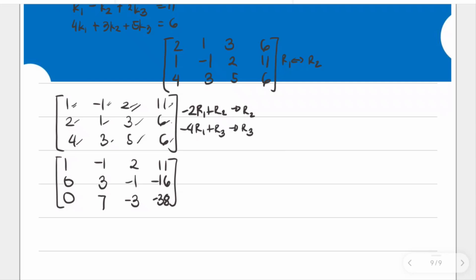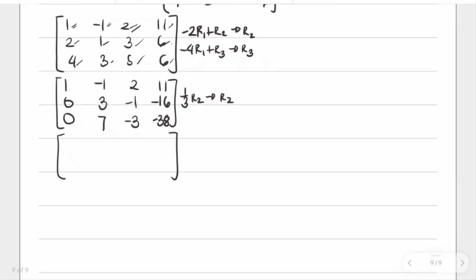Next is to multiply 1/3 to row 2 for a new row 2, so that this would be another leading one. I'm not going to apply any other operations yet. So we have negative 1, 2, 11, then 0, this will become 1, negative 1/3, negative 16/3, and 0, 7, negative 3, and negative 38.